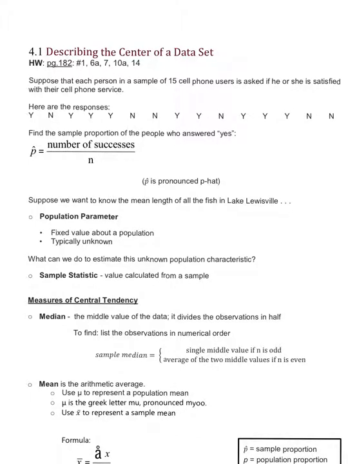Today's lesson is 4.1, describing the center of a data set. All right, so we're going to talk about two different situations. One where we have categorical data, and the other one is when we have numerical data.